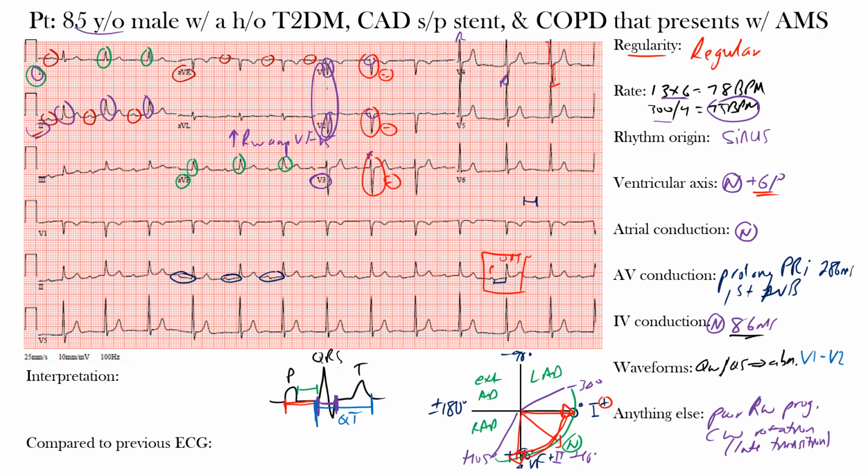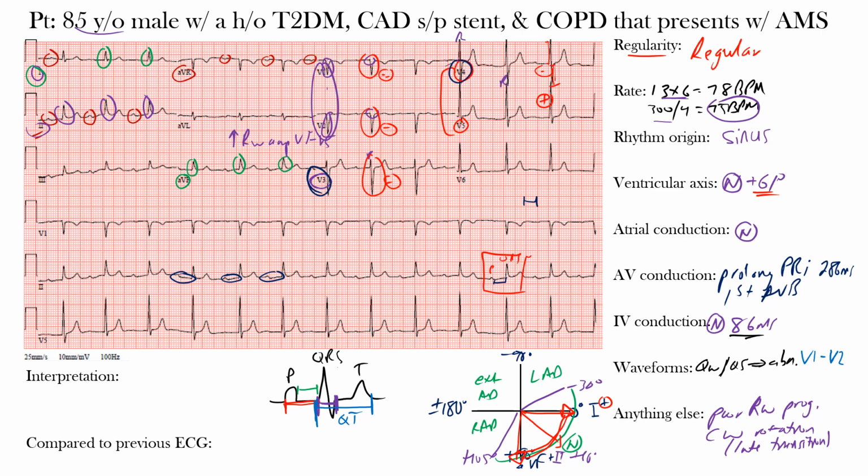Okay, so the transitional zone occurs between V4 and V5, where you can clearly see mostly positive complexes. So it's between V4 and V5, okay? And that's what we call a clockwise rotation or late transition. Normal transition should be between V3 and V4, all right?